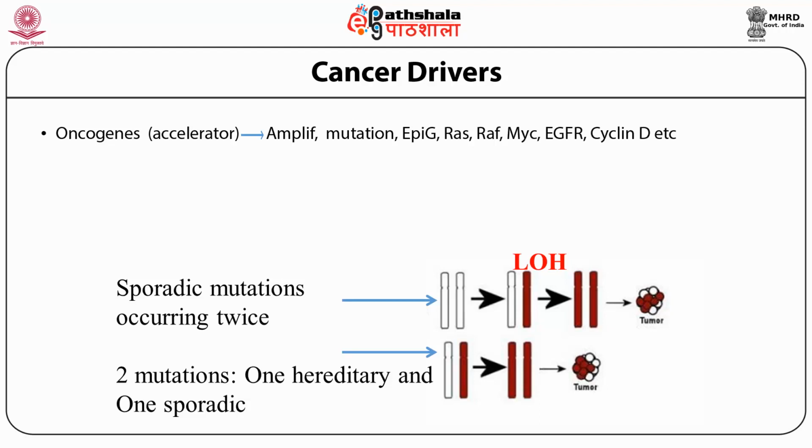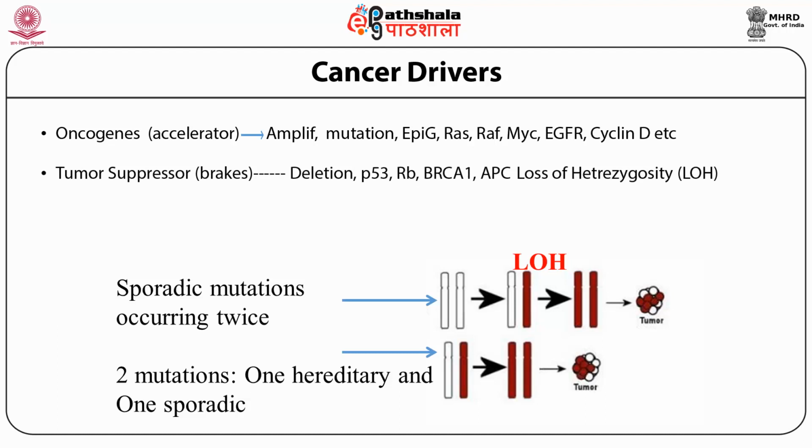In addition to mutations, a gene can also be amplified. For instance, the gene MYC, and excessive MYC can deregulate the cell cycle. On the other hand, tumor suppressors are the brakes of the cell. Mutations in a tumor suppressor gene often lead to loss of function. The best known examples are p53 and retinoblastoma.